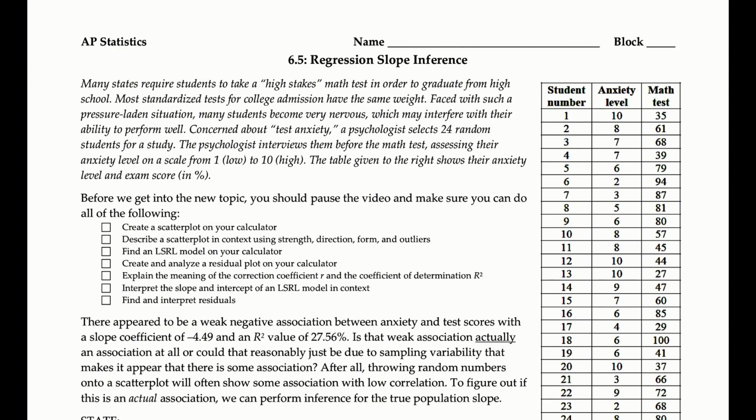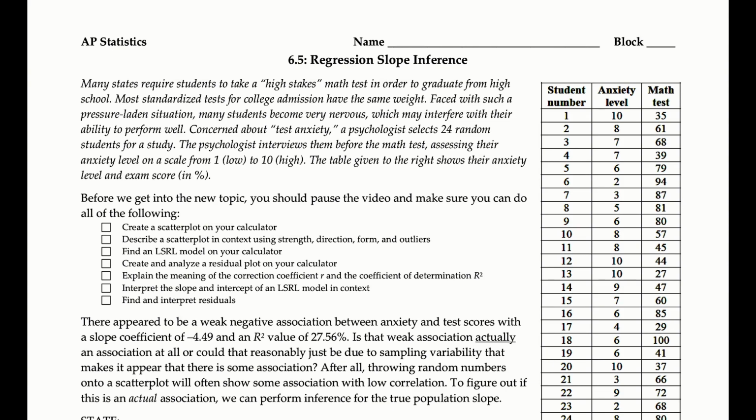This particular psychologist selected 24 random students for a study. The psychologist interviews them before the math test, assessing their anxiety level on a scale of 1 to 10, 1 being low. And then they took the test, and you can see there what their score is in terms of a percentage. And all the data is there on the right.